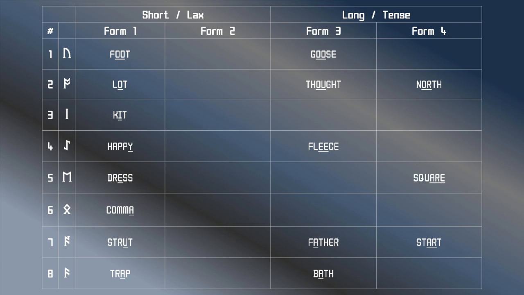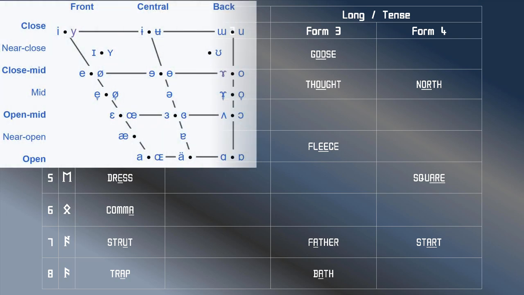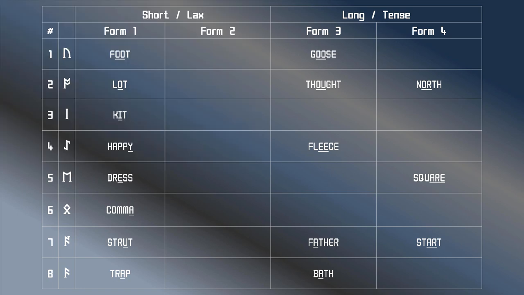While both British RP and the general American accent use the front open mid vowel for the square vowel, the British consider it long. So we're going to position it in form 4. Keep watching to find out why.